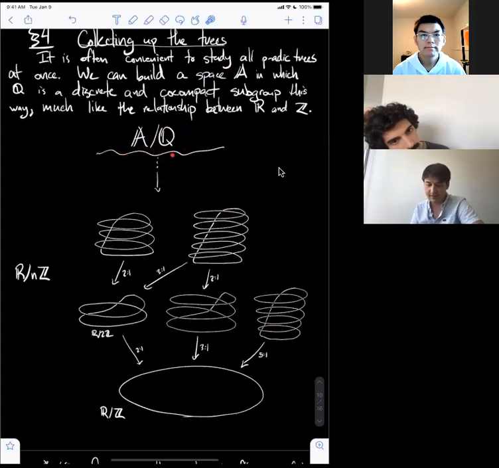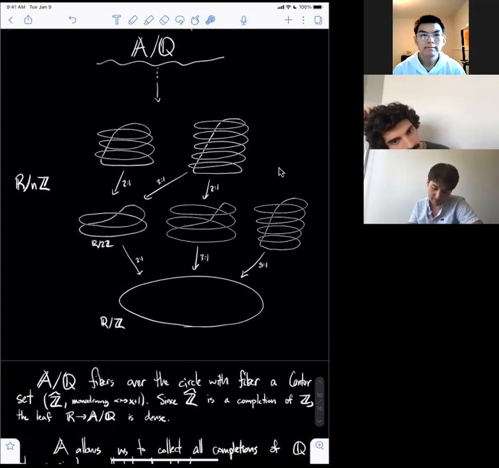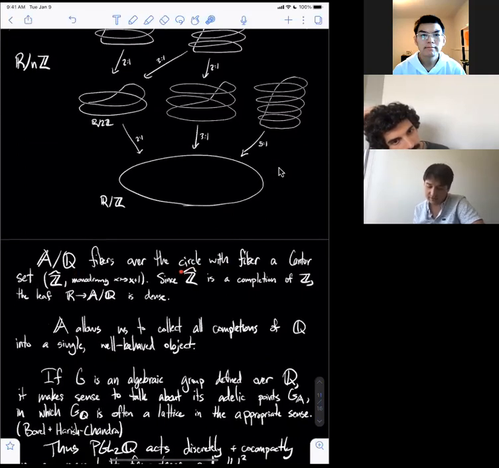Really, this space A mod Q, let's discuss what it looks like. This is going to fiber over the circle with fiber a Cantor set, which is Z hat, the profinite integers, with monodromy x goes to x plus 1. Since Z hat is a completion of Z and Z is dense in Z hat, there's a base leaf R in A mod Q that starts at 0 plus Q, goes along with R, spins around this thing, and hits everything in Z. And since Z is dense in Z hat, that leaf itself is dense.